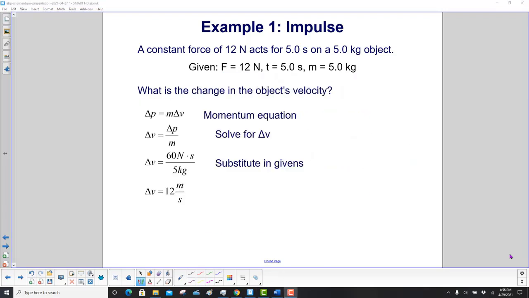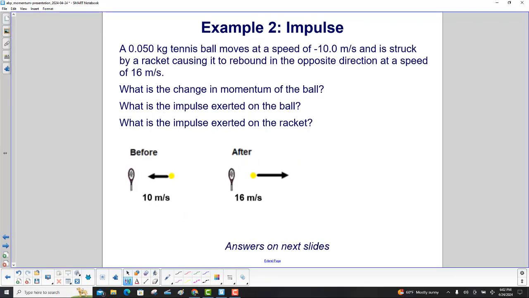Now we need to find the object's velocity, and we'll do that by using the momentum equation. Change in momentum is equal to the mass times the change in velocity. We solve that for change in velocity by dividing both sides by m. We substitute in our 60 newton seconds that we got on the previous slide for the change in momentum, divided by the mass, and we get change in velocity is 12 meters per second.